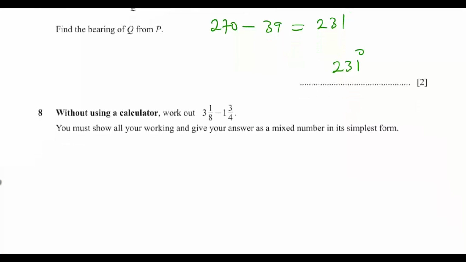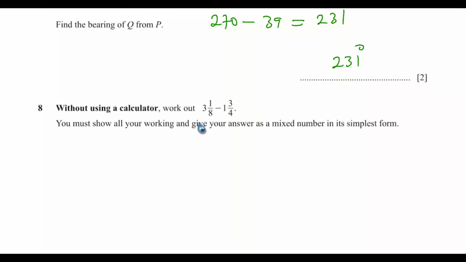Without using a calculator, work out this. So you can say 30 and 1/8 minus 10 and 3/4. Okay, so you can subtract the whole numbers. That will be 30 minus 10, which is 20. Then you can find the LCM of 8 and 4, which is 8. 8 divided by 8 is 1, 1 times 1 you have 1. Then minus 8 divided by 4, you have 2, 2 times 3 you have 6. Then 30 minus 10 is 20.